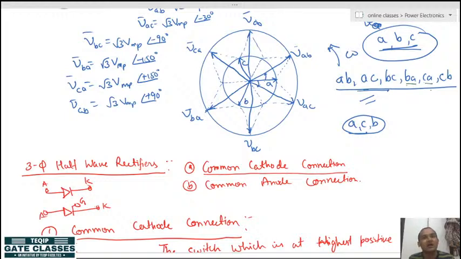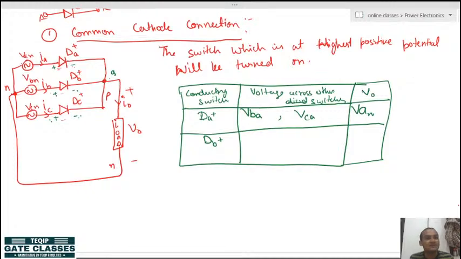BA is preceding now. So if BA is preceding and CA is after BA, it means which diode has the possibility to get turned on after A? That diode is B. Alright. So when diode A becomes reverse biased, after that diode B has the chance of getting turned on. So in this way we see which diode or which thyristor is going to turn on.